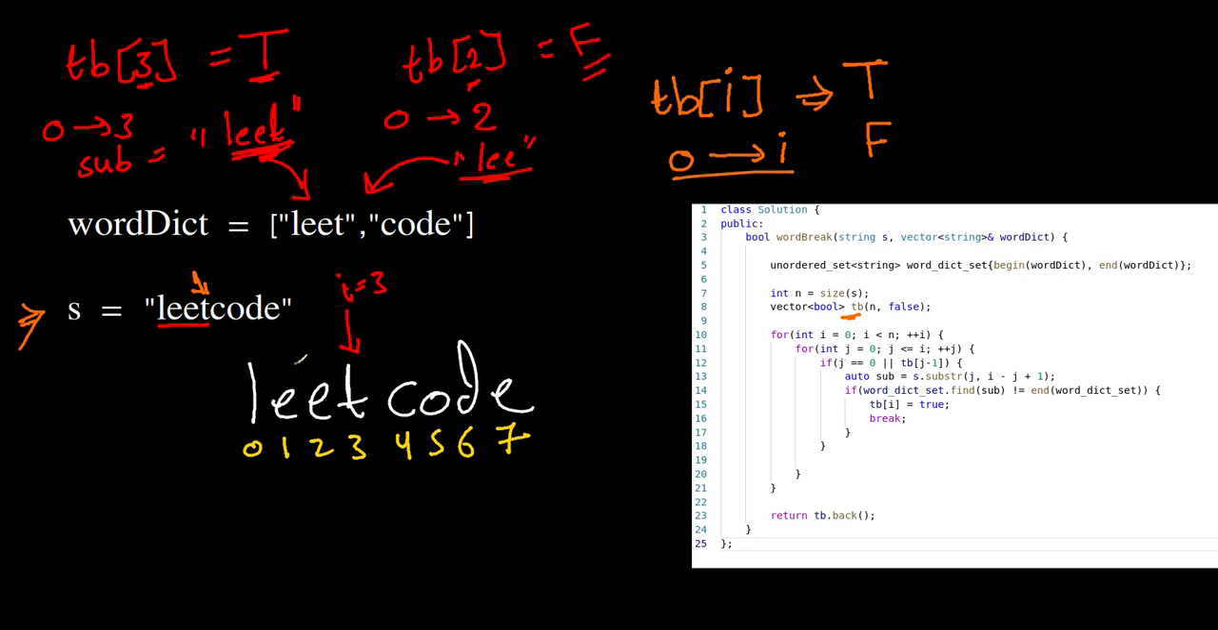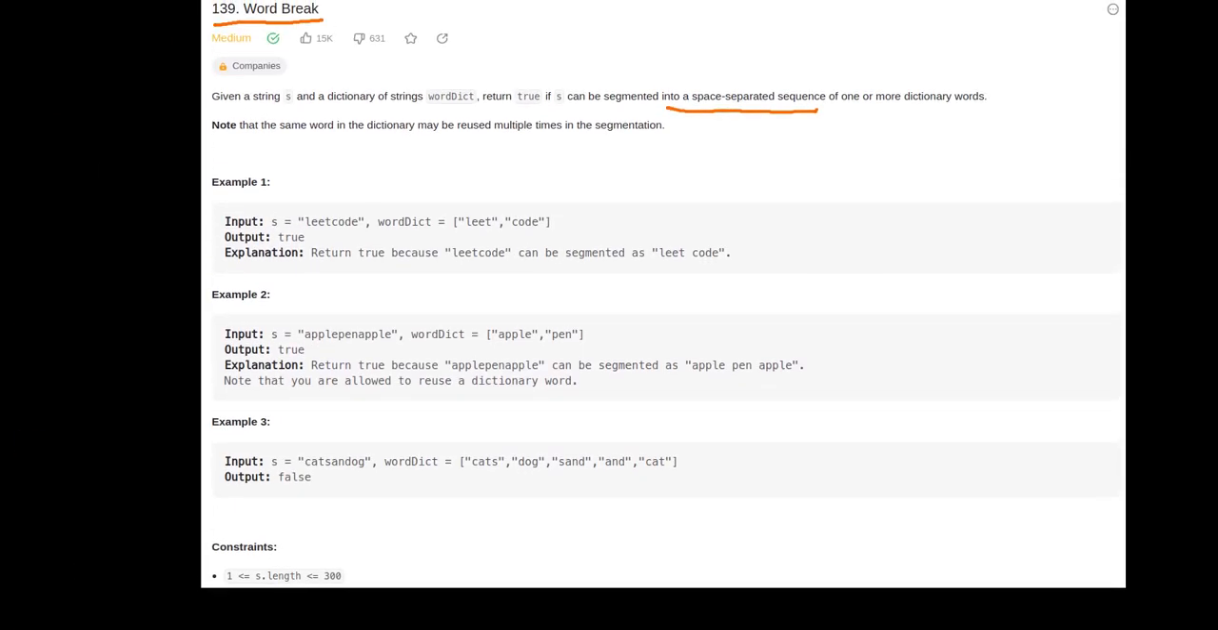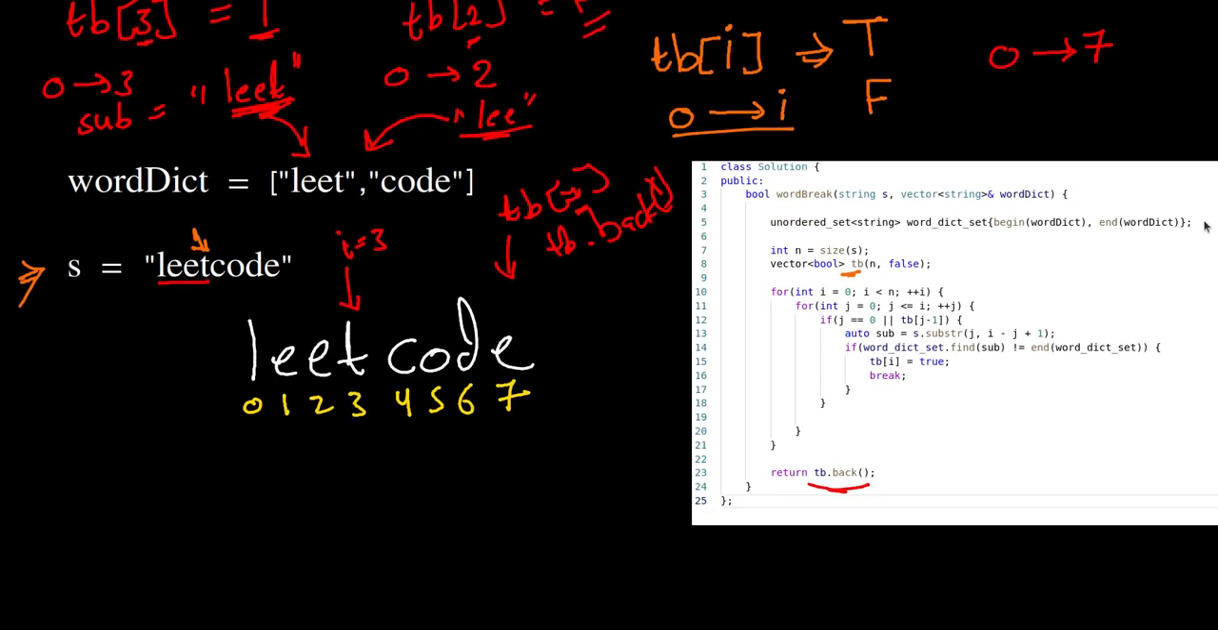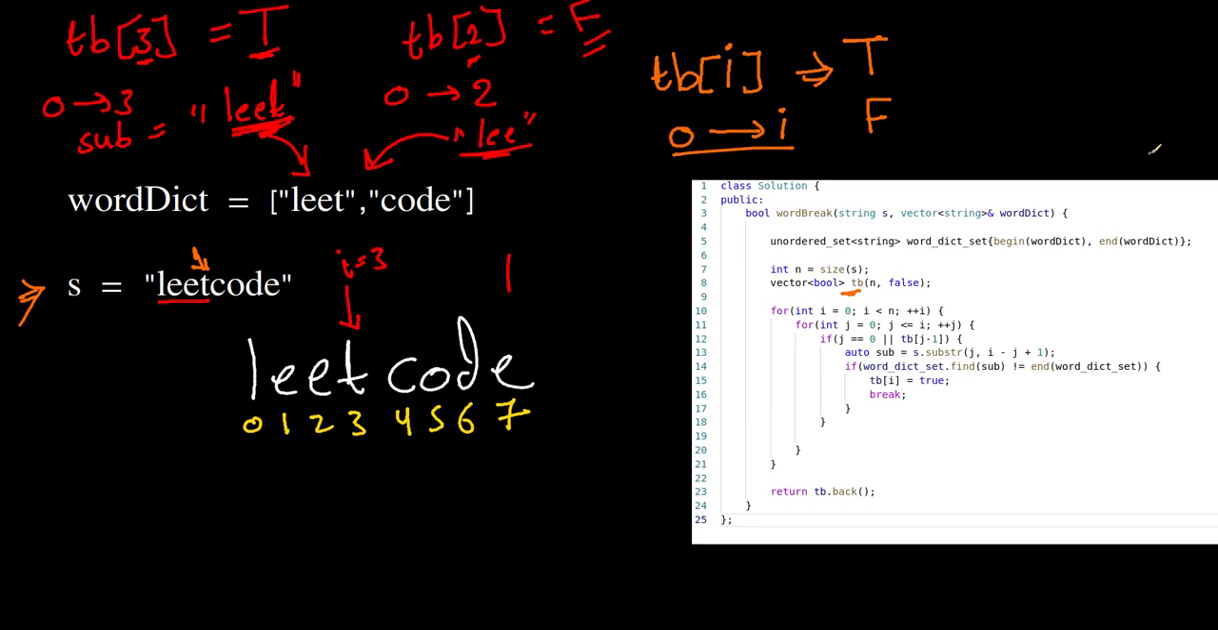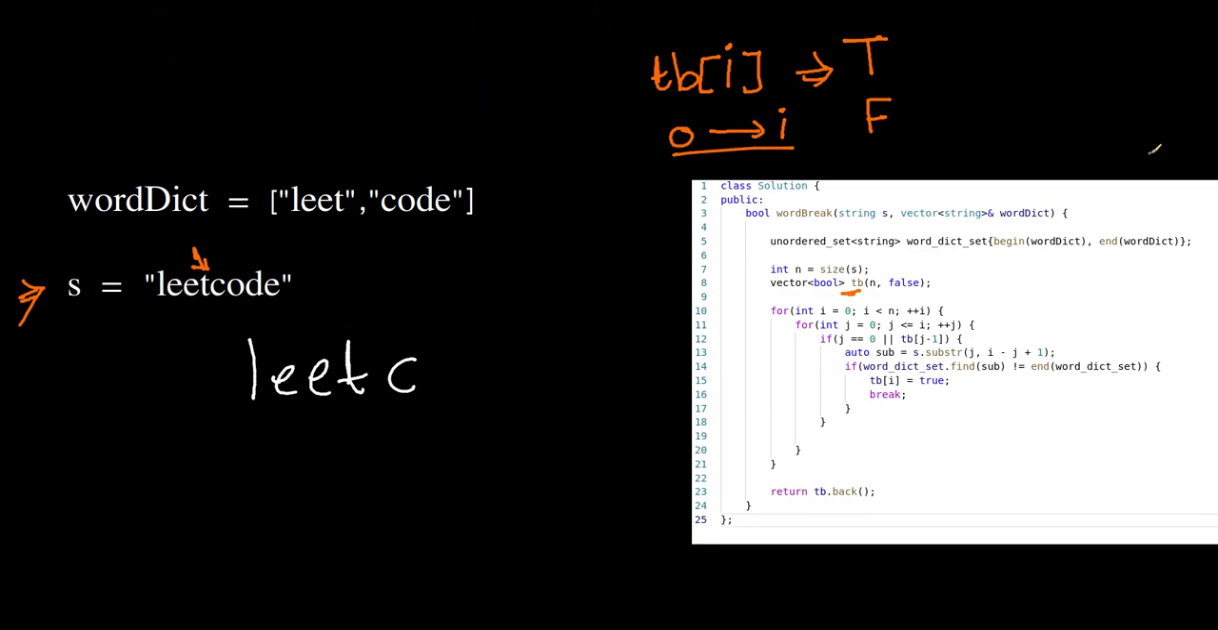Now we need to find the answer for every index in the array, and at the end we return the answer for tb of 7 or tb dot back, and this answer tells us if the substring from 0 up to 7, which is the whole string, can be segmented into a space separated sequence. Now the question is, at every index, how can we find the solution?